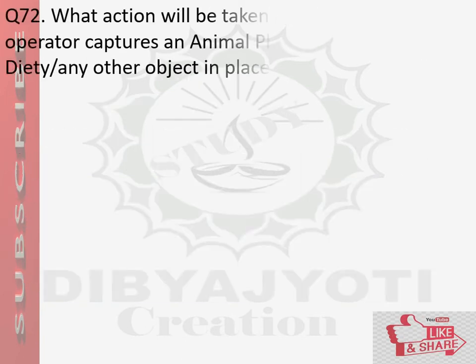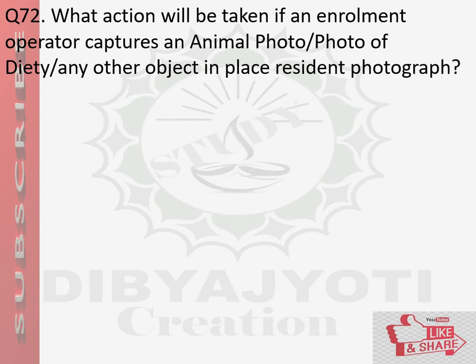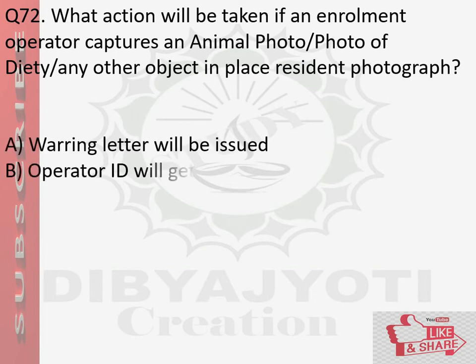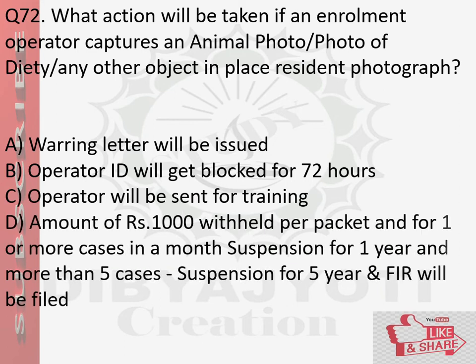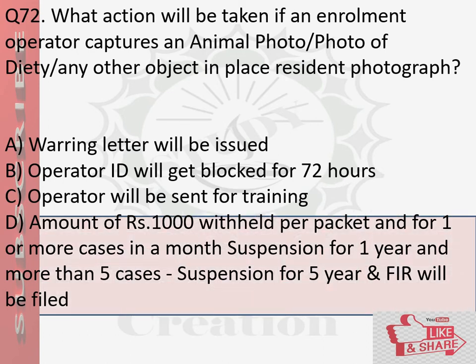Next, what action will be taken if an enrollment operator captures an animal photo or a photo of a deity or any other object in place of the resident photograph? Options are option A, warning letter will be issued, and the answer is option D, amount of rupees 1000 withheld per packet, and for one or more cases in a month, suspension for 1 year, and more than 5 cases, suspension for 5 years, and FIR will be filed.